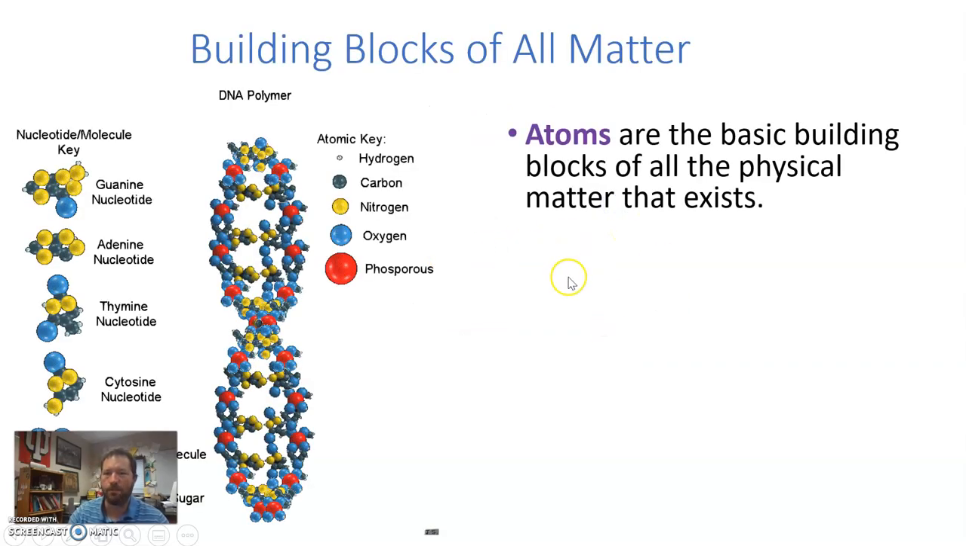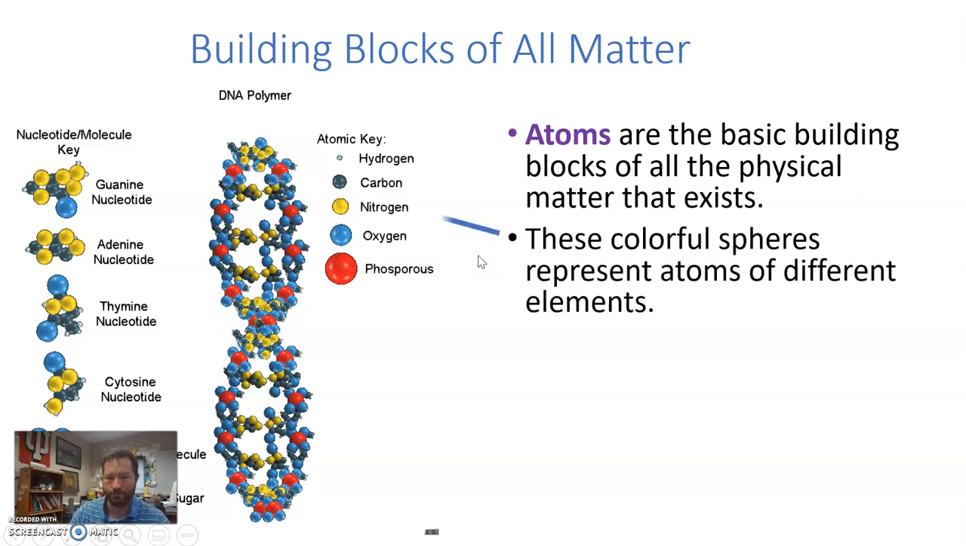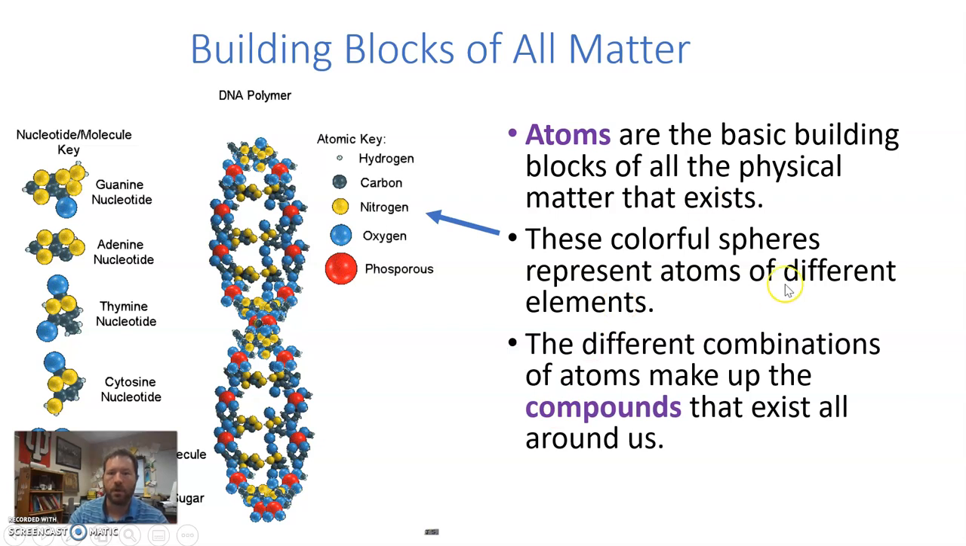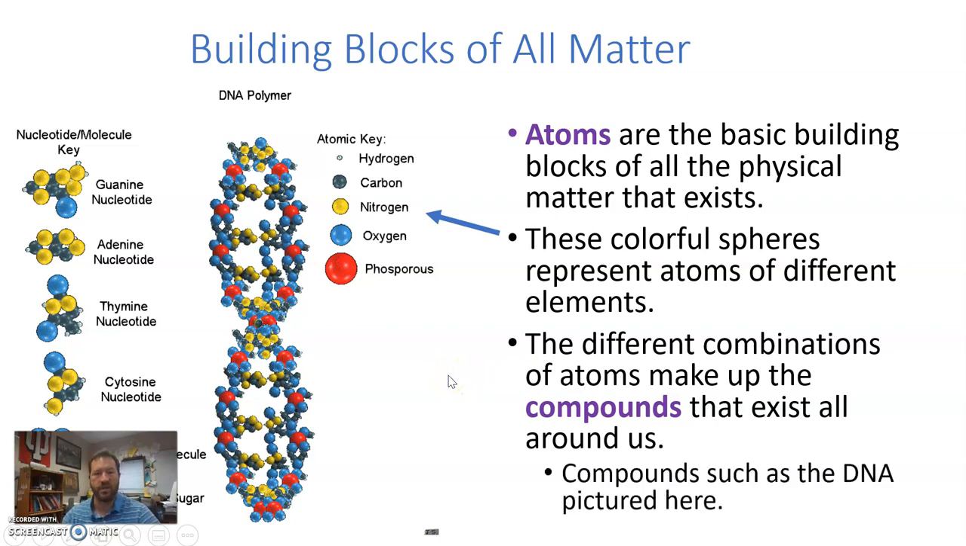So atoms are the basic building blocks of matter, all the physical stuff that exists around us. The image here has atoms depicted as these colorful spheres, and each color represents a different element, an atom of a different element. These different atoms combine to make compounds, and these compounds are what exist all around us. Compounds such as the DNA shown here. It's a strand of DNA, and we see all these atoms combined in different ways to make the compound DNA.